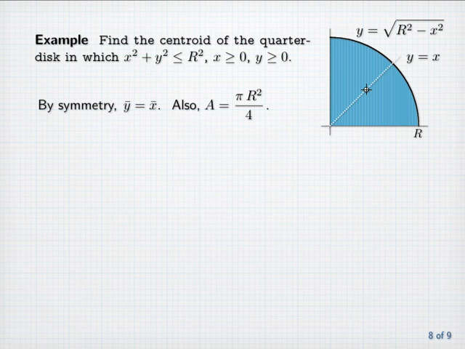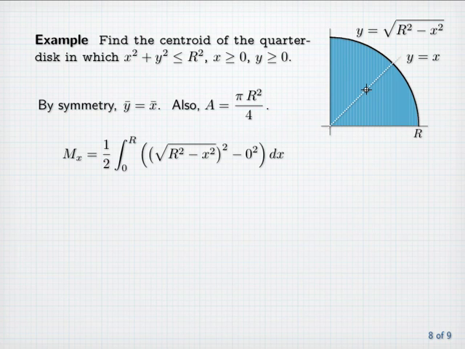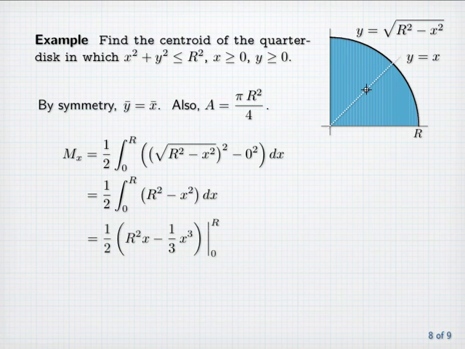Now let's calculate the moment about the x-axis. That's going to be 1/2 of the integral from 0 to r of the square root of r squared minus x squared, minus 0 squared, since the lower edge of the region is the line y equals 0. This simplifies to 1/2 the integral from 0 to r of r squared minus x squared dx. So we have 1/2 of r squared times x minus 1/3 of x cubed evaluated from 0 to r.